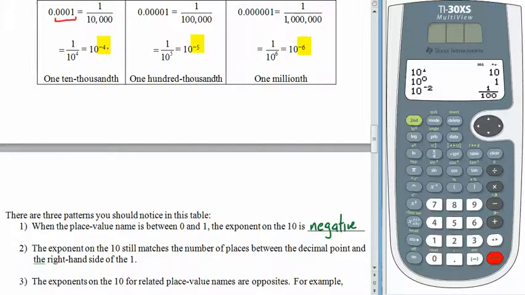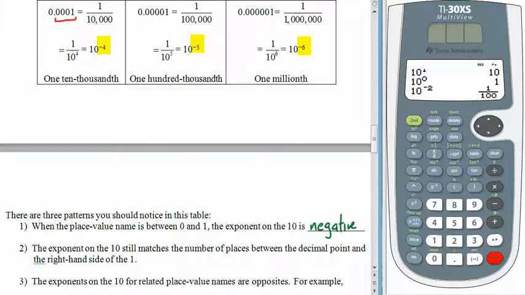So we're not counting numbers of zeros. In the next lesson, we'll be dealing with numbers that will have more non-zero digits in them, and so then we really can't count zeros. So don't get into that habit now.